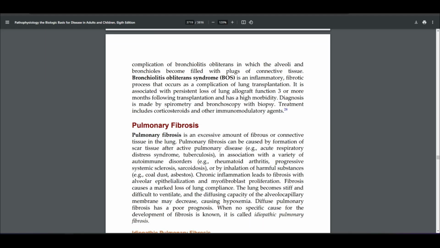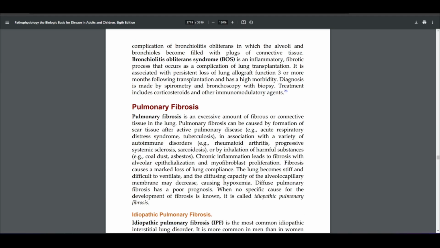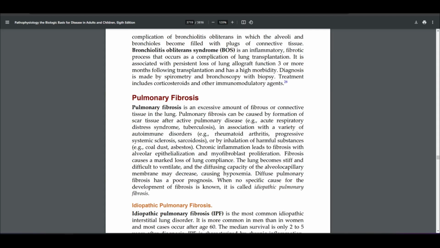Bronchiolitis obliterans syndrome, or BOS, is an inflammatory fibrotic process that occurs as a complication of lung transplantation. It is associated with persistent loss of lung allograft function three or more months following transplantation and has a high morbidity. Diagnosis is made via spirometry and a bronchoscopy with biopsy. Treatment includes corticosteroids and other immunomodulatory agents.